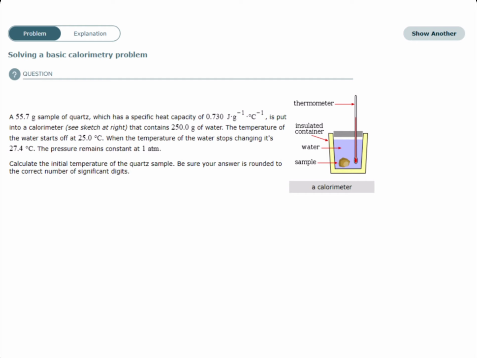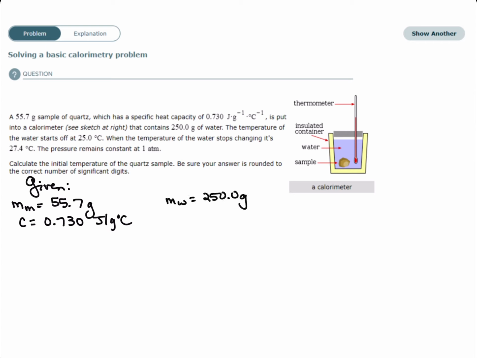Again, we want to have a given table with 2 samples. We're going to have the quartz and the water, and for consistency, I'm just going to use the subscript M for metal, even though quartz is more like a mineral. So let's go ahead and do that. And it says our quartz has a specific heat capacity of 0.73 joules per gram per Celsius. It's put into 250 grams of water. The initial temperature of the water is 25 degrees Celsius.